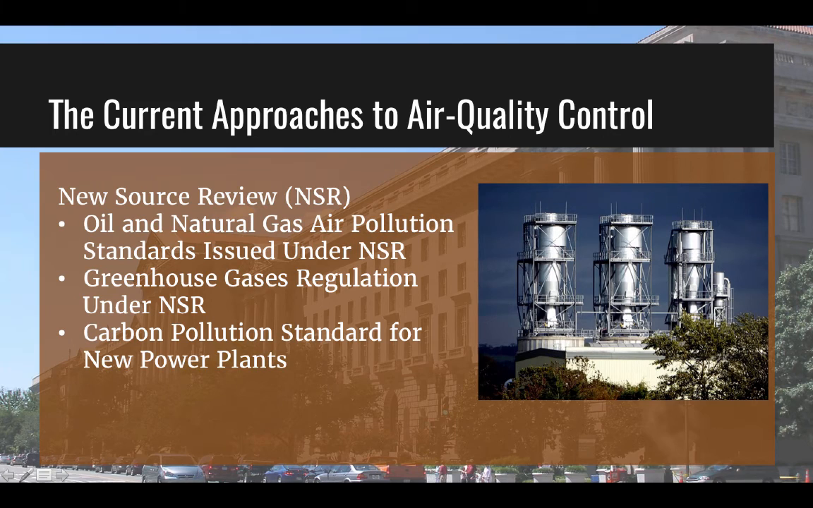Oil and natural gas air pollution standards issued under New Source Review. In 2012 EPA established the first federal air standards for natural gas wells, fracking, as well as other sources of pollution from the oil and gas industry. These standards require reduced emissions completion or green completion practices, meaning that natural gas that escapes into the air is captured. Revenues from selling this gas will pay for upgrades necessary to capture it.